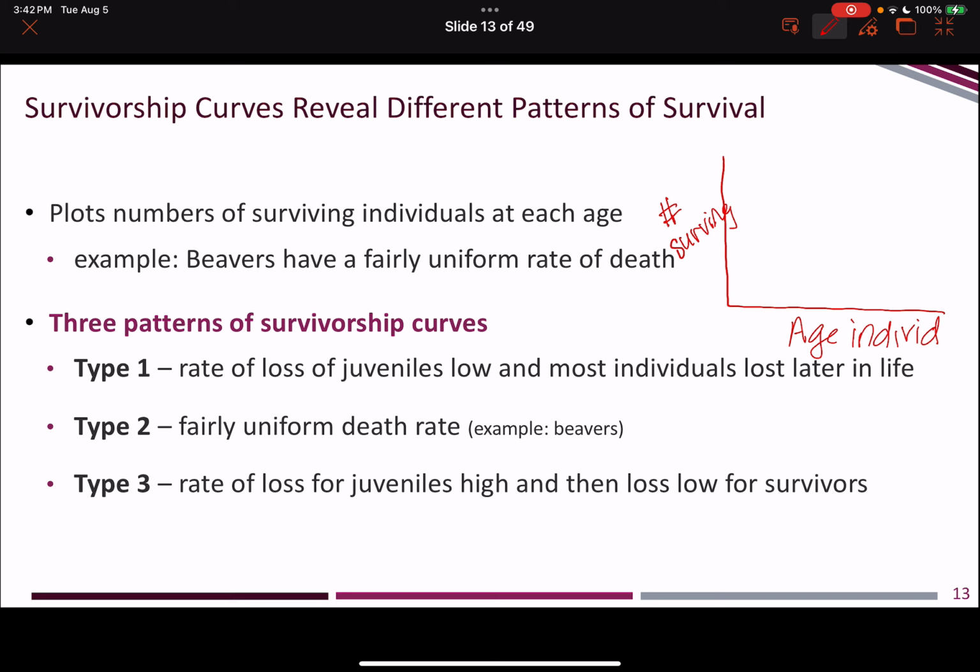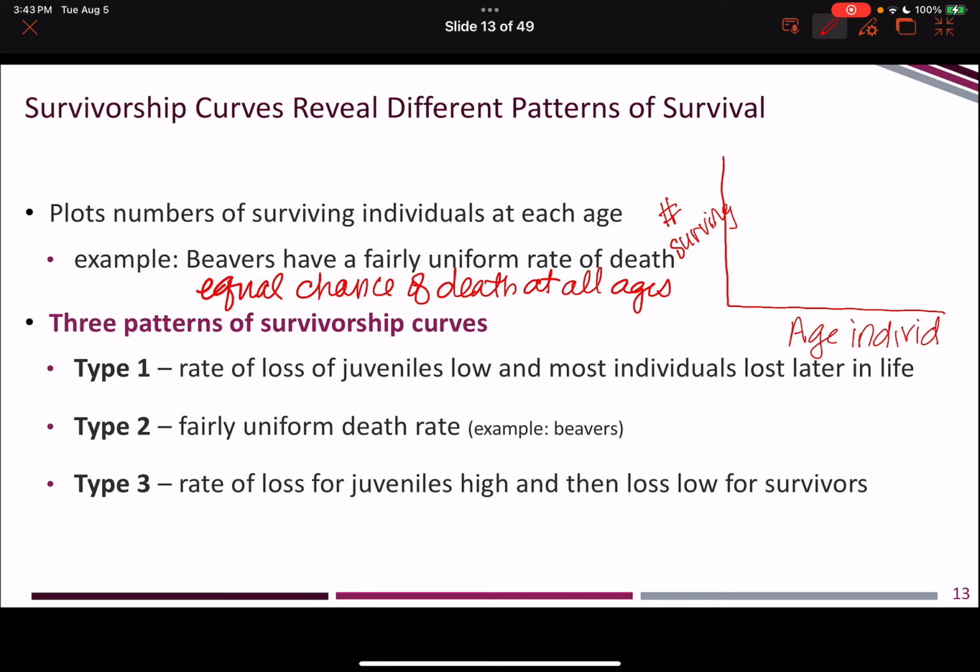Beavers follow a fairly uniform death rate. So what this means is that there's an equal chance of death at all ages. And this will be a little more clear when we look at the comparison to the other 2 options. So we have 3 different types. We'll go through each one of them.